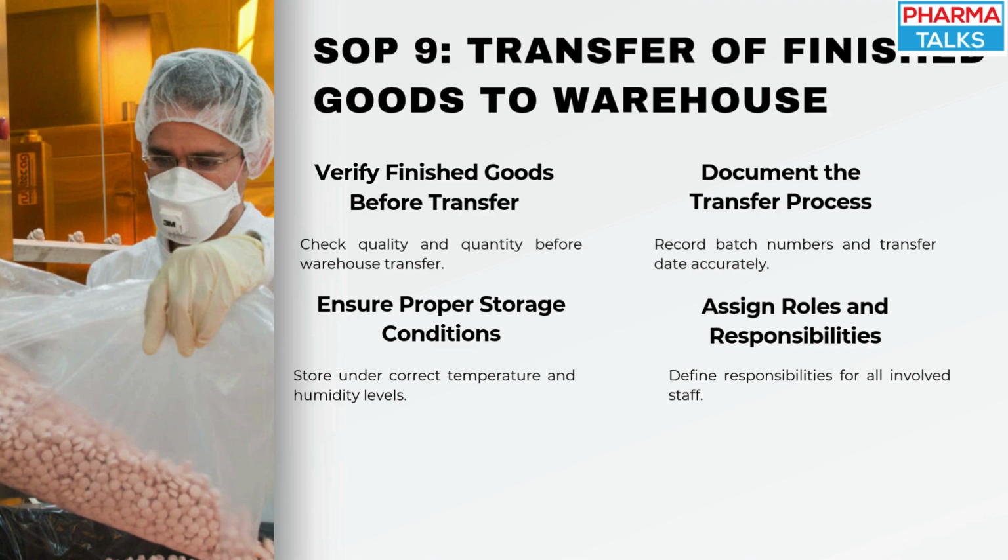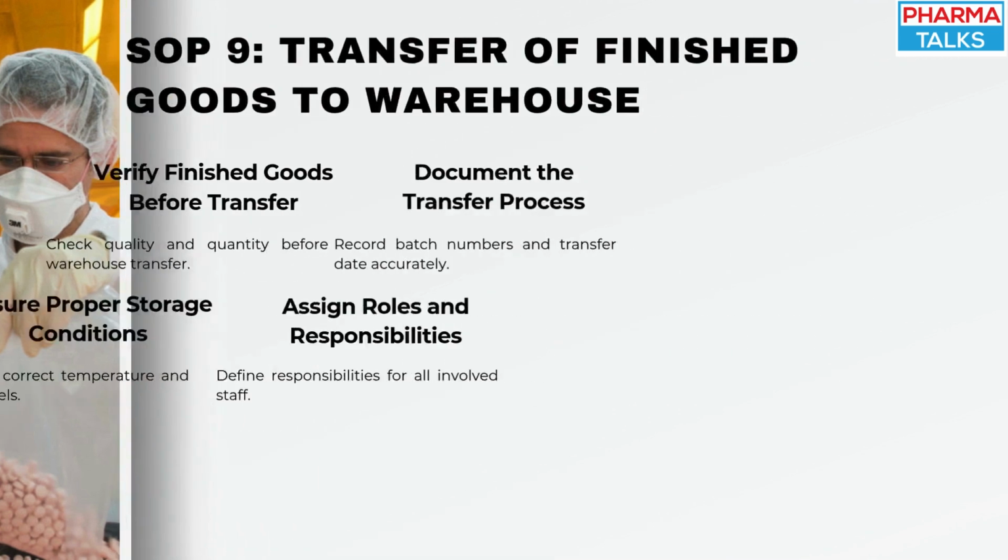It also defines the responsibilities for personnel involved in the transfer process and the documentation requirements for traceability. This procedure helps to prevent mix-ups, damage, or loss of finished goods, and ensures that products are stored in appropriate conditions before distribution, maintaining their quality and integrity.